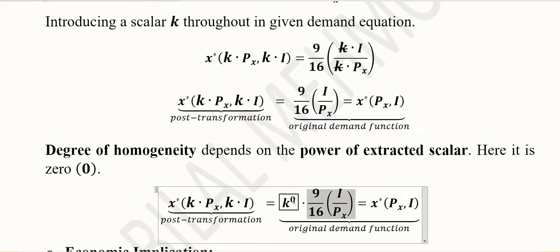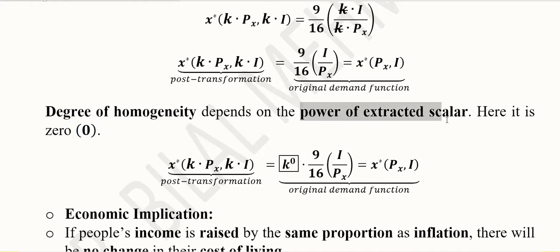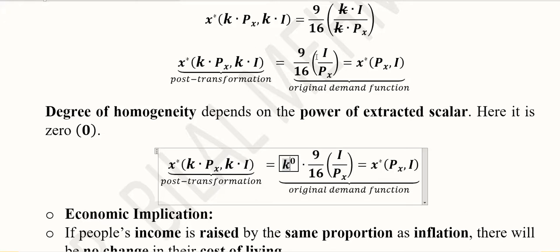So it means we can write k to the power 0. It means that the degree of homogeneity of this function is 0, which is dependent upon the power of the extracted scalar. We have extracted this k. We could also take it as a common factor and then cancel out.